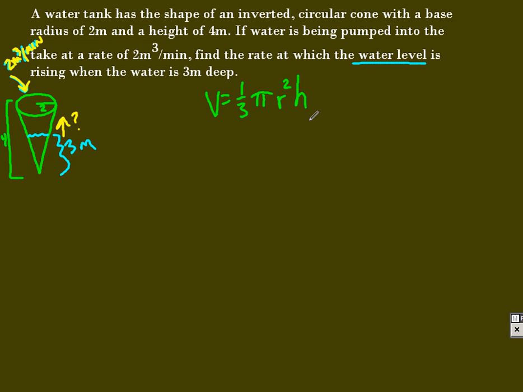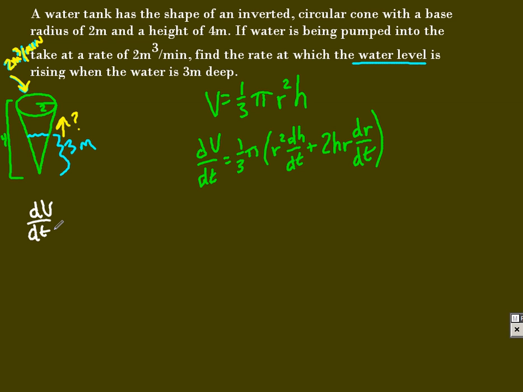If we take a derivative, we would have to do the same thing that we've done before. So dV/dt equals, the 1/3 pi will stay out in front, product rule. So r squared dh/dt plus second times derivative of the first, so 2hr dr/dt. Same thing as before, let's look at the things we know. dV/dt, we need to know. We need to know what r is, we need to know what h is. We also need to know each of those, so the dr/dt and the dh/dt.